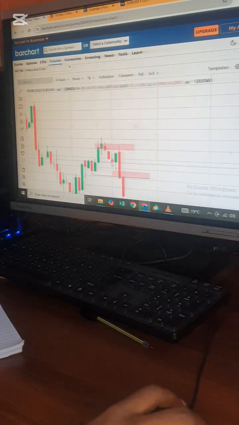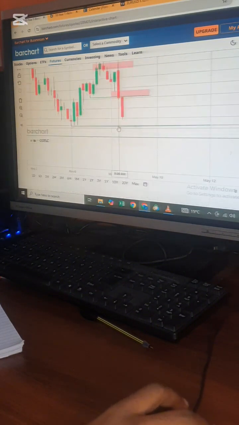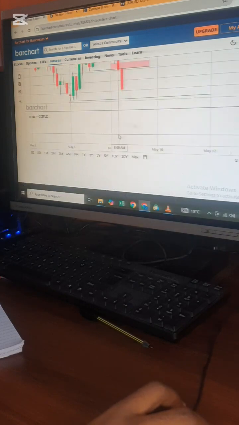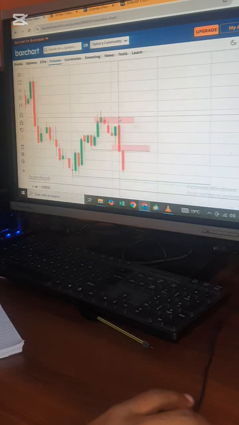So you come here and see the price went to this point. It was at 8 a.m., the New York session. This is the New York session. Price went in, then it swept down.